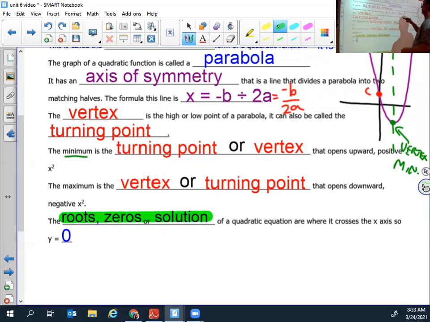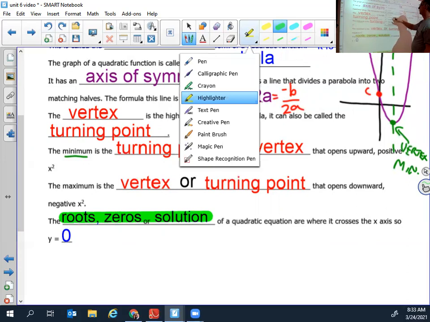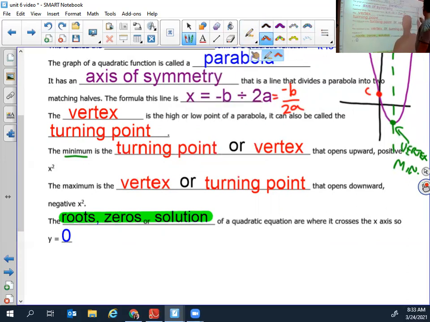So let me mark that off with a couple of bullseyes. Okay. So right there and right there, those are my roots or zeros. Those are going to be huge. We're going to be solving these equations for when y equals 0. It is a lot of work. We're going to learn 3 different ways to do it.